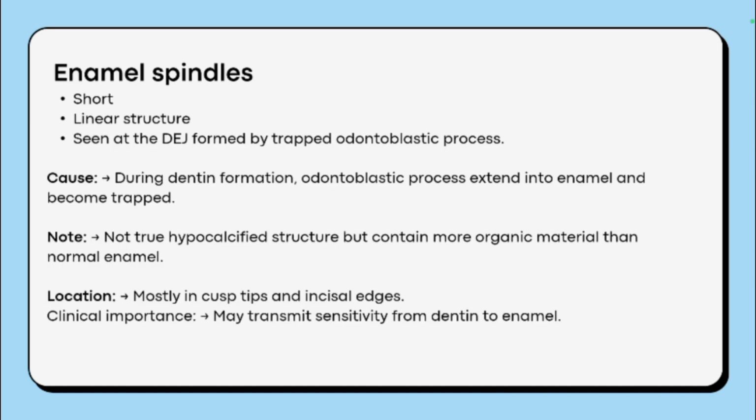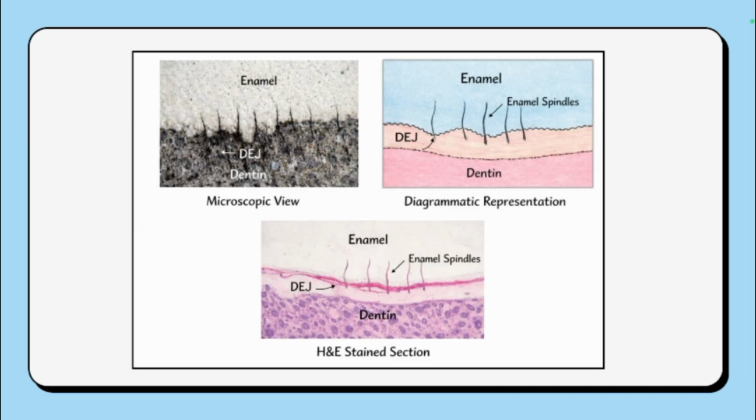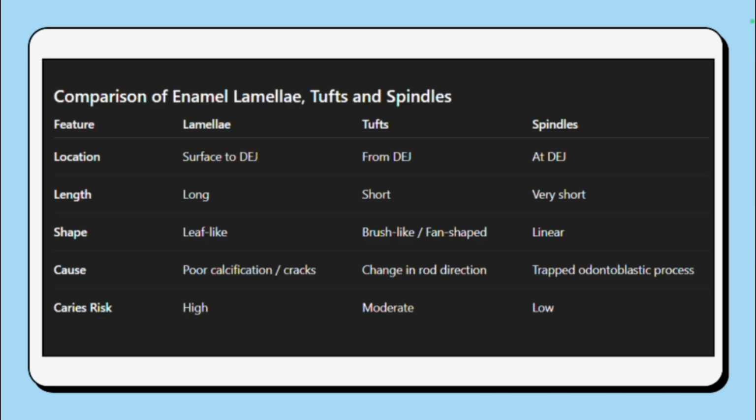Third structure is enamel spindle, which are not truly hypocalcified structures but contain more organic material because they are actually trapped odontoblastic processes, and they appear as short, linear structures. For our better understanding, we have made a comparison table of enamel lamella, enamel tuft, and enamel spindle.